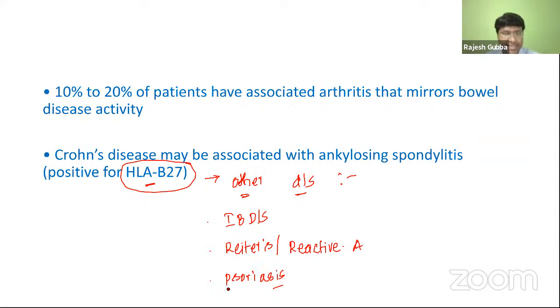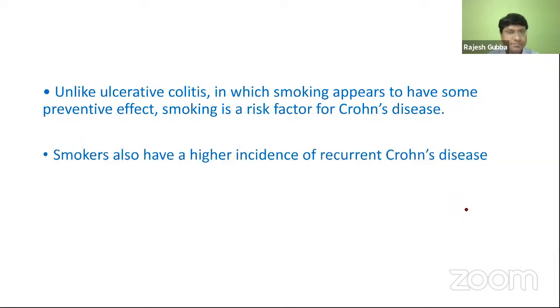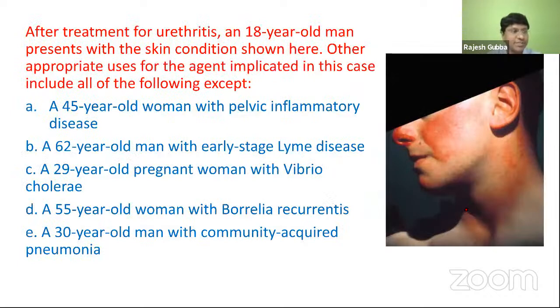Now, in case of psoriatic arthritis, which joints are commonly involved? Can anyone answer this question? So remember, in psoriatic arthritis, the joints commonly involved are the distal interphalangeal joints, DIP. So very good, Chandia. Right. Now we will move on to the next question.